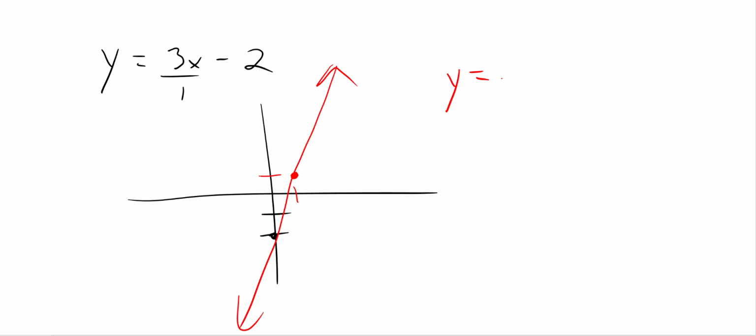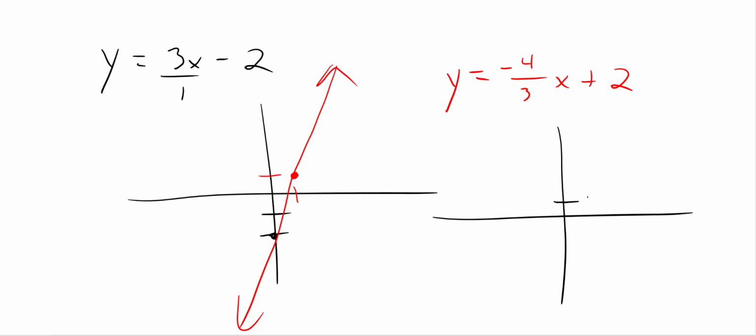I will do this in red, I guess, because I chose that red. So y is equal to negative 4/3 x plus 2. Okay, so we go up 1, 2, we plot the point, and then what do we do? We go down 4. Remember, this is up or down.